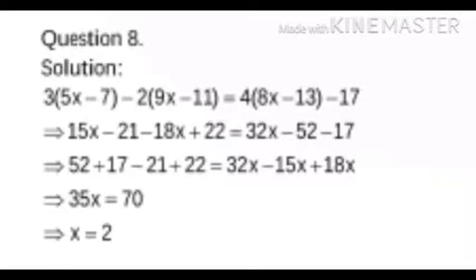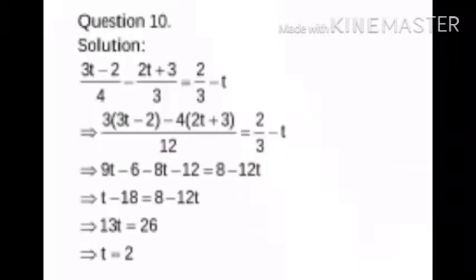Now it is 52 plus 17 minus 21 plus 22, and the other side is 32x minus 15x plus 18x, which implies 35x is equal to 70 and x is equal to 2. Don't use the equal to sign before the statement. You have to use the imply sign always. Now the question number 10.